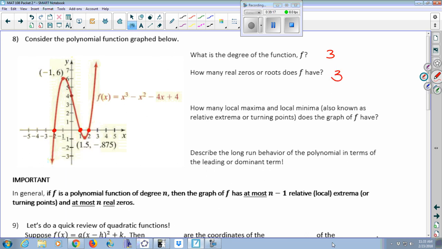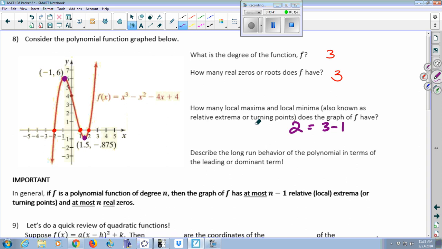How many local maximum and minimum do I have? Well, let's see. I've got a relative maximum or local maximum right there. And I've got a relative or a local minimum there. Or I have a local extremum in each case, however you want it. Or I have a turning point. I have 2 of them. And notice 2 is equal to 3 minus 1.